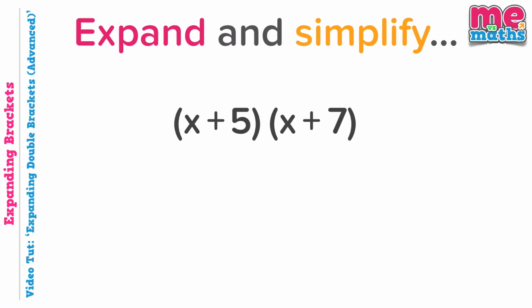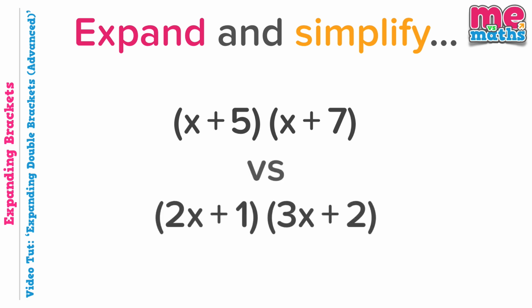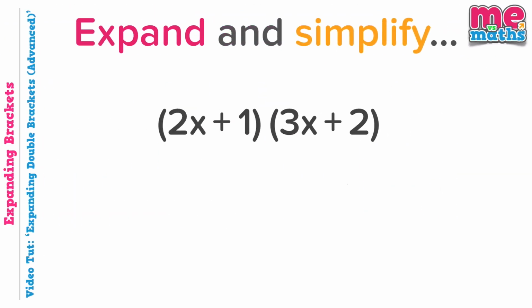So far then we've been looking at questions like this, whereas in this tutorial we will look at questions like this instead. Notice in these brackets there is a number in front of the x. This is called the coefficient, how many there are, and in fact this will be our first question: expand and simplify 2x plus 1 by 3x plus 2.